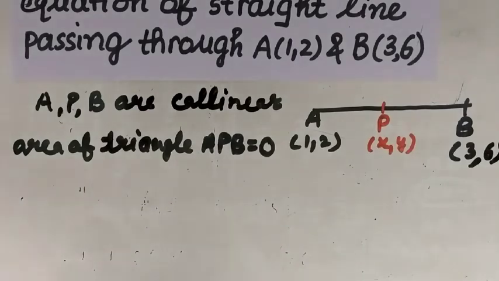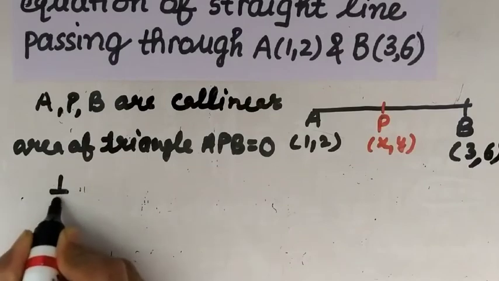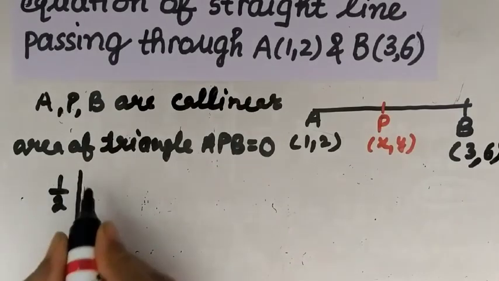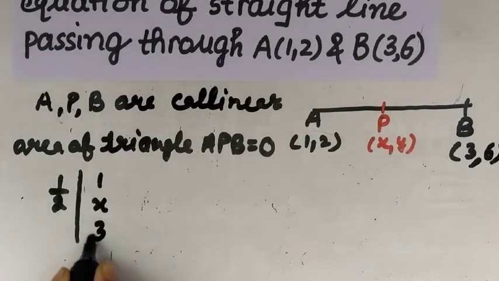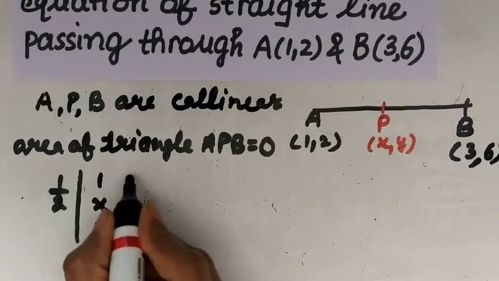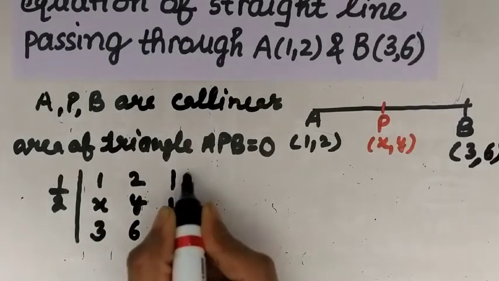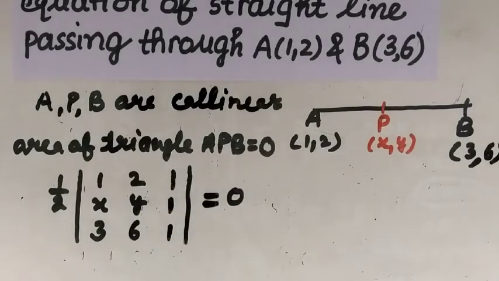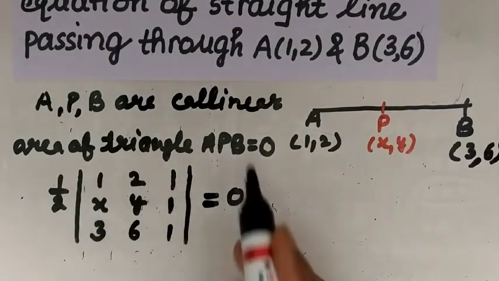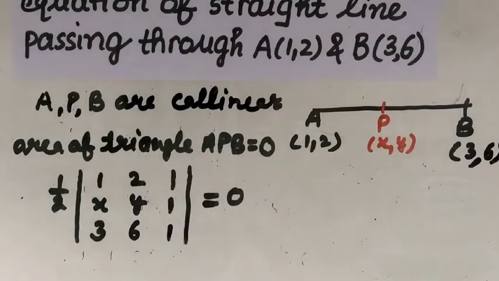Okay, now students, we will find area of triangle APB. We will write here 1 by 2 of the formula for APB. Now we'll write all x coordinates of APB, that is 1, x, 3. After that I will write all y coordinates, that is 2, y, 6. I will write here 1, 1, 1, and according to the question I will equate it to 0. So I will equate this determinant, this expression, to 0, because we know A, P, B are collinear. That's why area of triangle APB is 0.